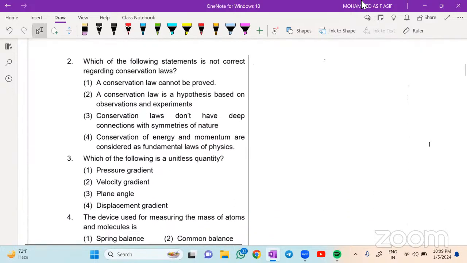See the next question. Which of the following statements is not correct regarding the conservation laws? Very good question, beta. First one, conservation law cannot be proved. Conservation law is hypothesis based on the observations and experiment. Conservation laws does not have deep connection with symmetries of nature. Conservation of energy and momentum are considered as the fundamental laws of physics. Can anyone give me the answer for this one?